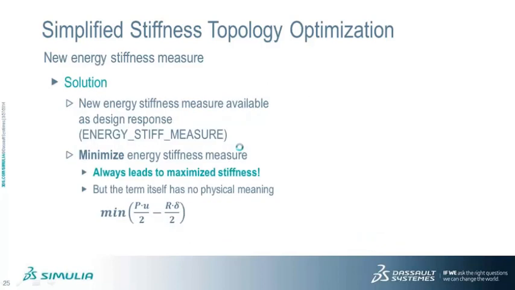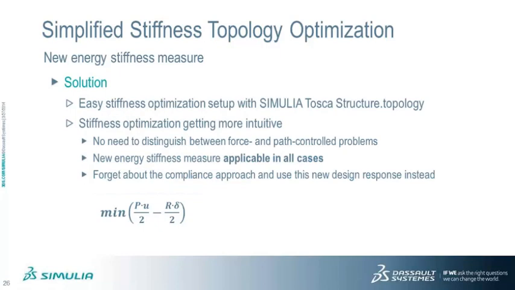So what we did is we introduced a new measure for the stiffness. It's called the energy stiffness measure, which combines these two scenarios in a clever mathematical way, and it ensures that you will always go to a maximized stiffness if you minimize this measure. So your benefit is that you have a unified approach in all scenarios when you have force or path control problems. It's applicable in all cases, and it's highly recommended that you now use this measure instead of the compliance approach to further optimize the topology of structures with respect to their stiffness.